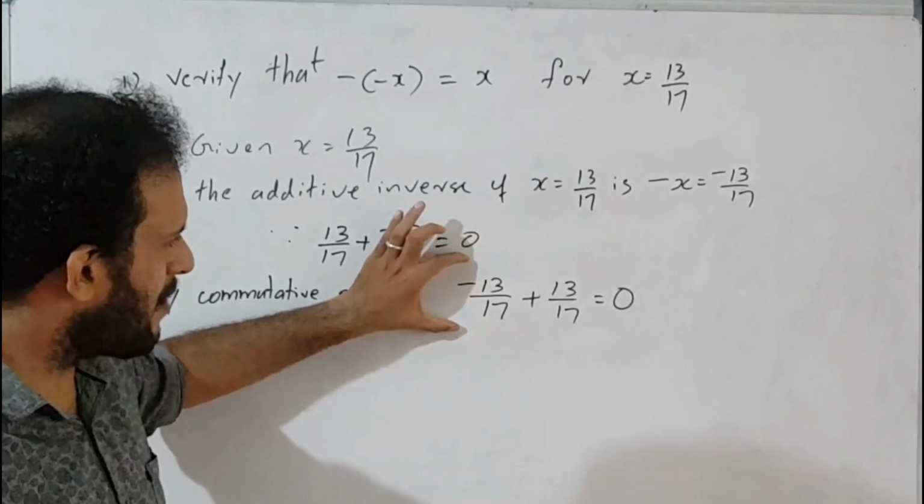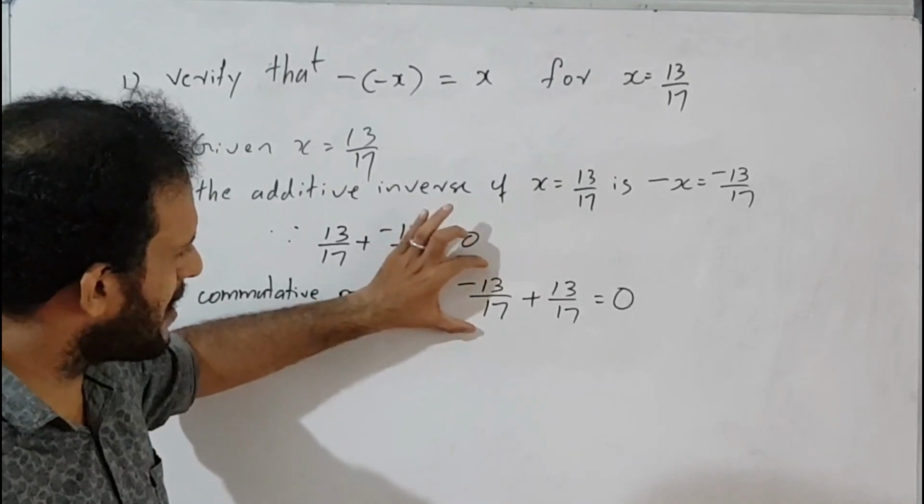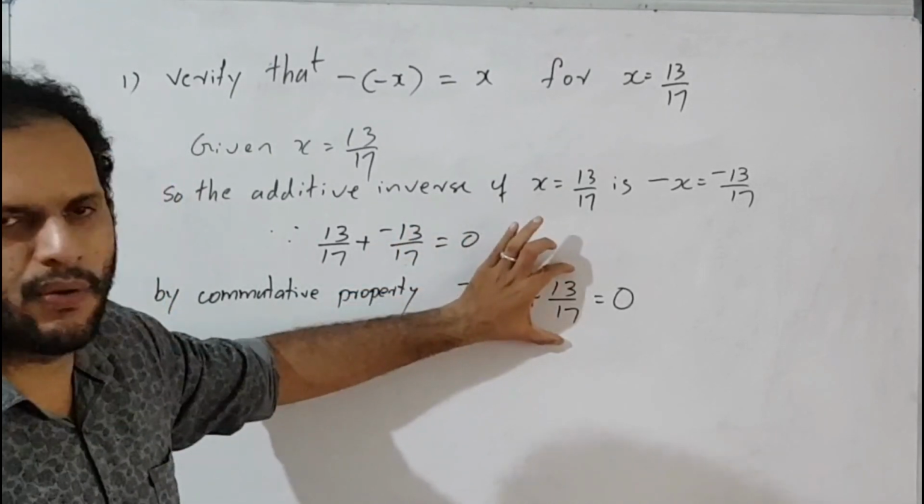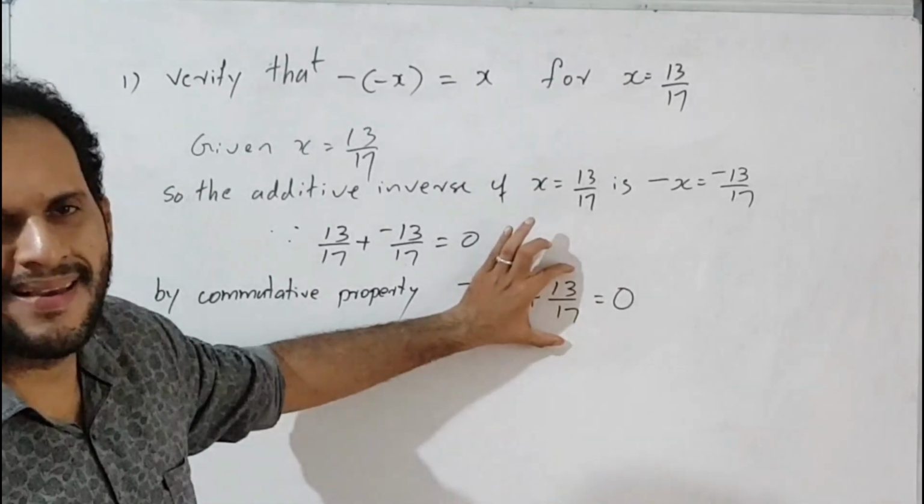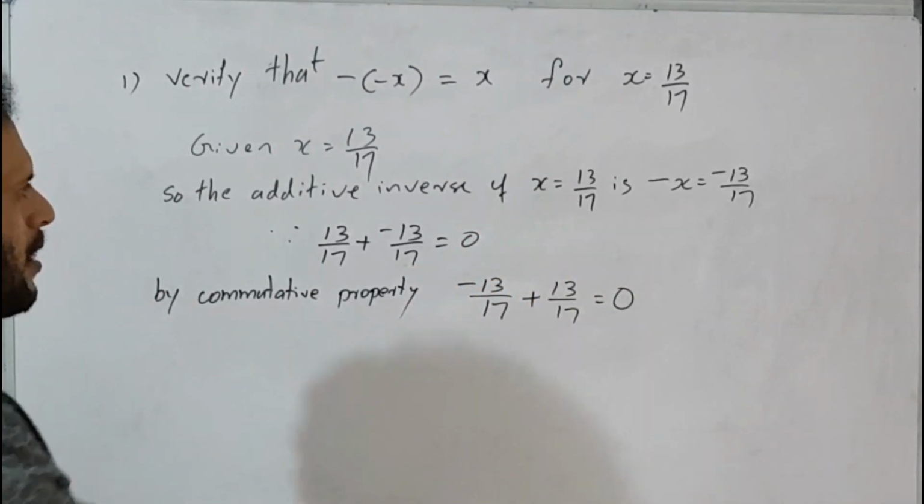So the additive inverse of -13/17 is equal to 13/17. Okay?